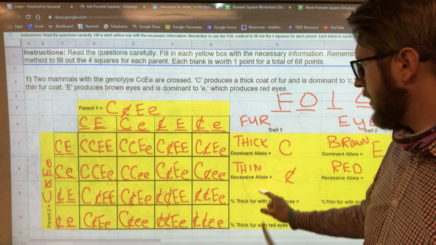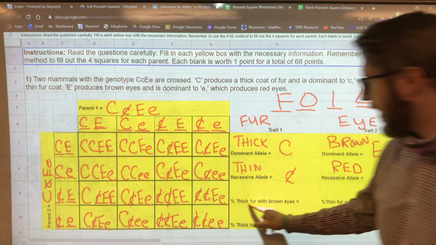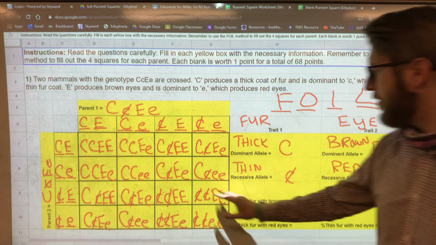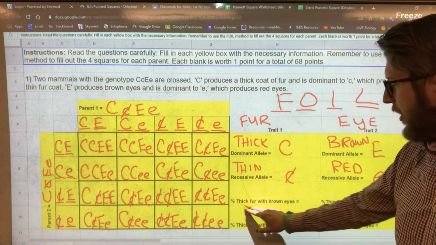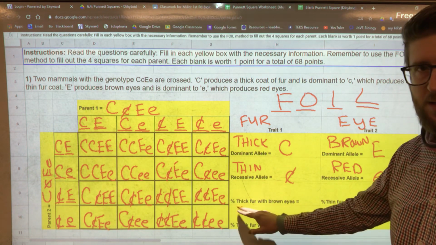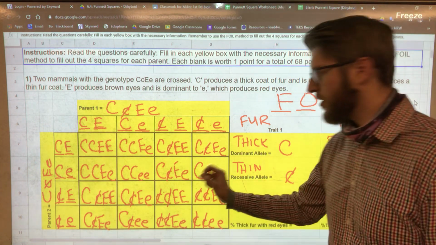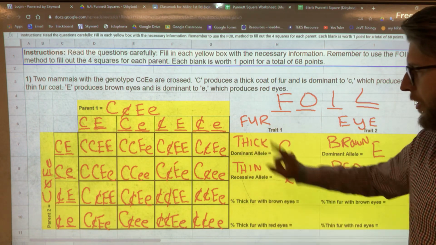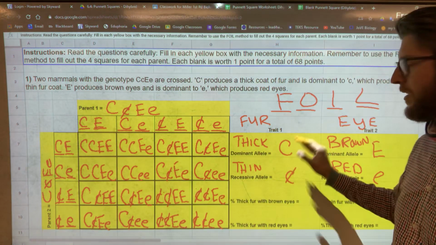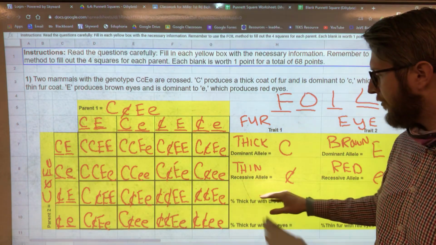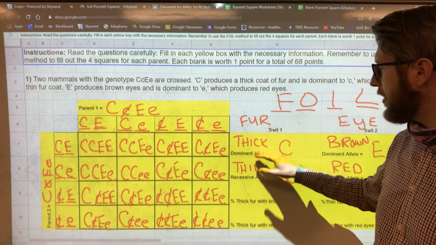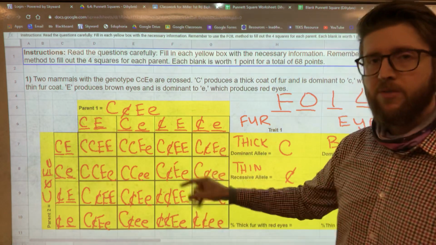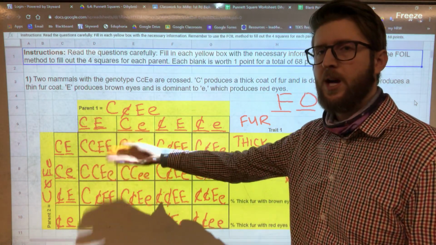But what we're going to do is now look at what it's asking us. It's asking us to predict the percent chance that the offspring will have thick fur with brown eyes. That's what it says here, in case you can't read it. So remember, thick fur and brown eyes. You only need one dominant allele to represent the dominant trait. Thick fur is dominant. So we only need one dominant C in a square for that genotype to express the dominant trait.